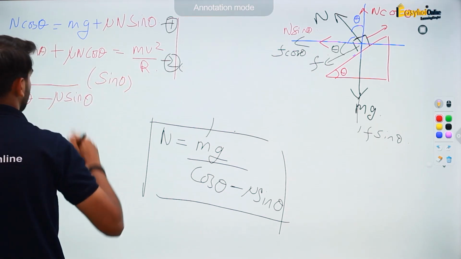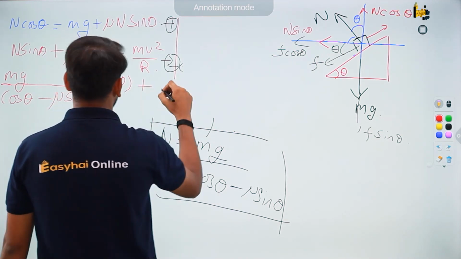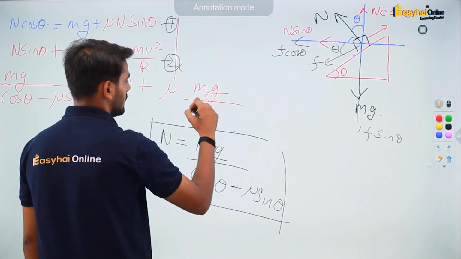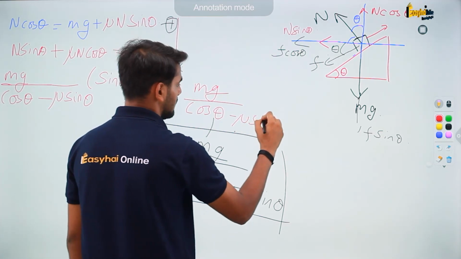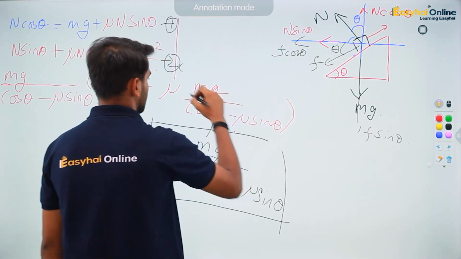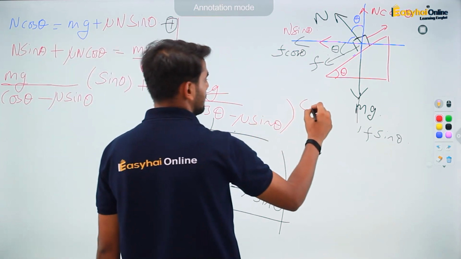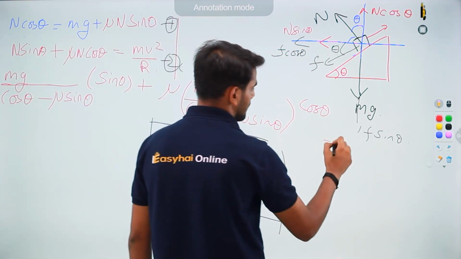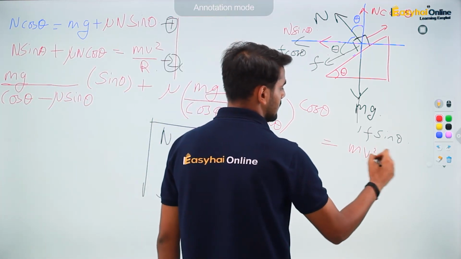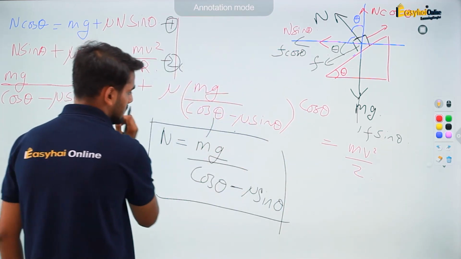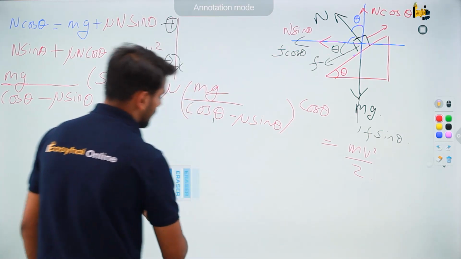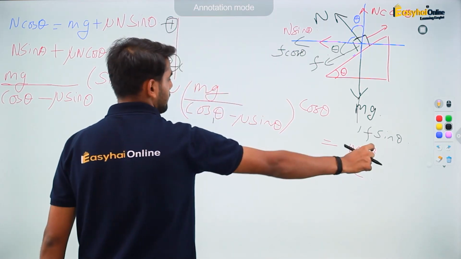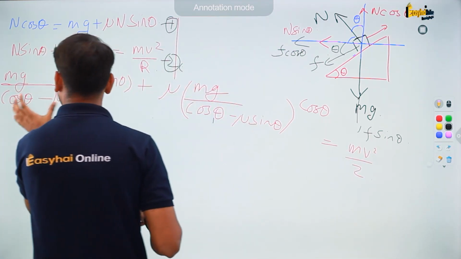So this is basically N sin theta plus mu times N. Now N value is mg upon cos theta minus mu sin theta. So mu N, multiplied by cos theta, is going to be equal to mv square upon r. Let me just erase this part. Now over here we have to just simplify this equation and then derive for v. Almost all the different things we need are right over here.